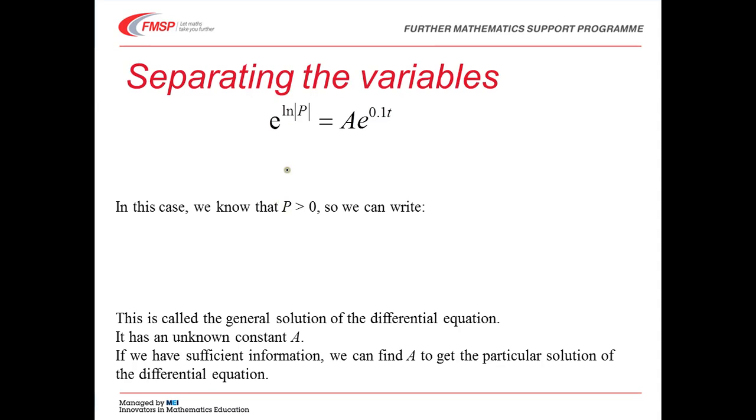Now of course e to the log p is just p, still with our modulus signs there, equals a e to the 0.1t. But p is a population, and you can't have a negative population, so we know that p is bigger than 0. And that means we don't need to bother with the modulus signs, and we get just p equals a e to the 0.1t. This is the general solution of our differential equation. We don't know how the population started, so we don't know what that unknown constant a is. But we might be told some information about the initial situation which enables us to work out a.